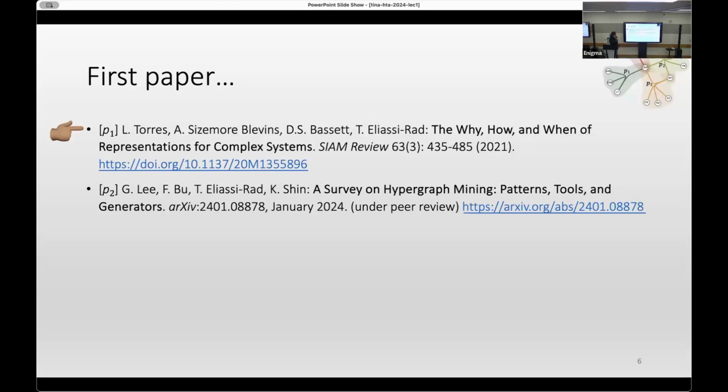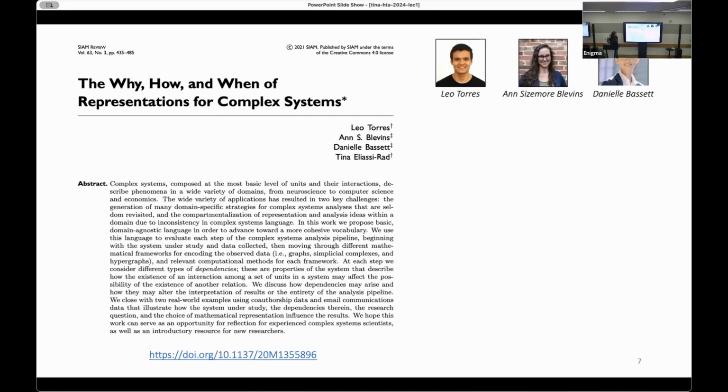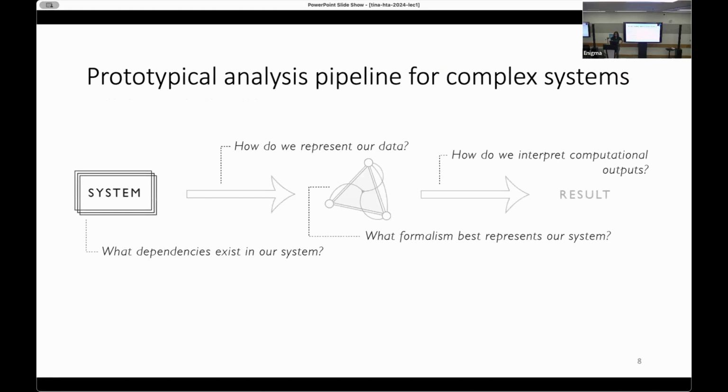All right. The first paper came out in SciAm Review. You may have seen it. It was with my student Leo Torres, who did a postdoc with Jorgen, and Sizemore Belvins, who's a student of Danny Bassett at the University of Pennsylvania. The idea was to think about what a prototypical analysis pipeline for complex networks is. We came up with this: you have a system and you want to look at what dependencies exist in that system. Based on that, you pick a data representation, then you formalize the system the best you can, and then you try to interpret the results.